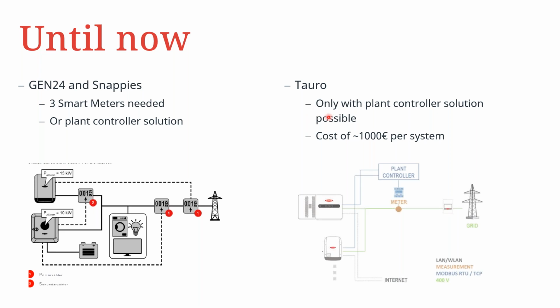For the Tauro, only a plant controller was possible to make use of to achieve feeding limitation, as you can see. Implementing a plant controller would imply additional costs, and this usually comes in the range of €1,000. That made the system more expensive, or added an additional cost to the system.